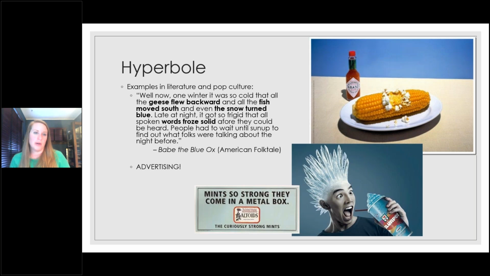Some fish do migrate when it gets cold, but all the fish move south is a very over the top statement. I've never seen snow being blue before, but I guess that helps me again to visualize that it's so insanely cold, the snow turned blue. And I really like this wording here where it says the words froze solid. So you can imagine that it was so chilly that people were having conversations and their words immediately froze, just like how your breath freezes or shows a fog when it's cold outside.